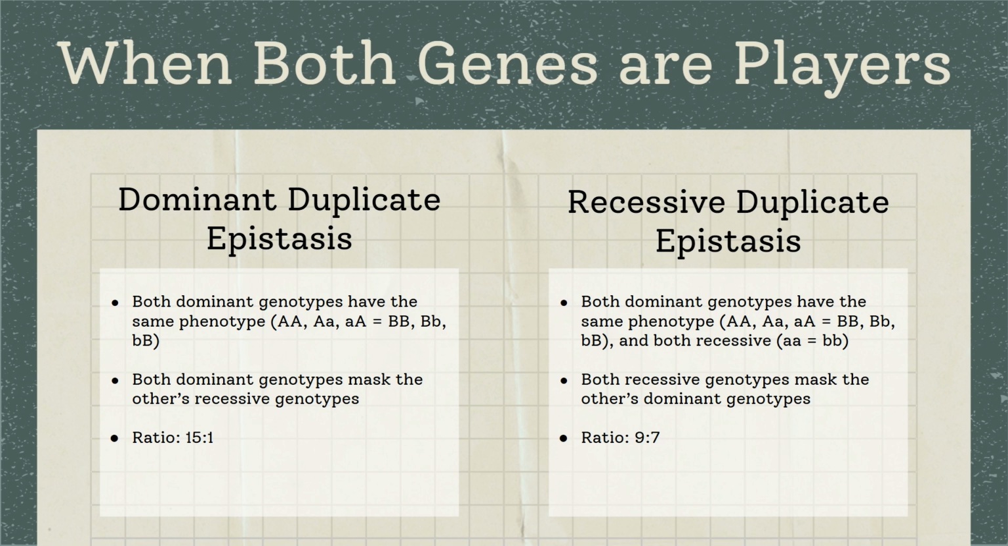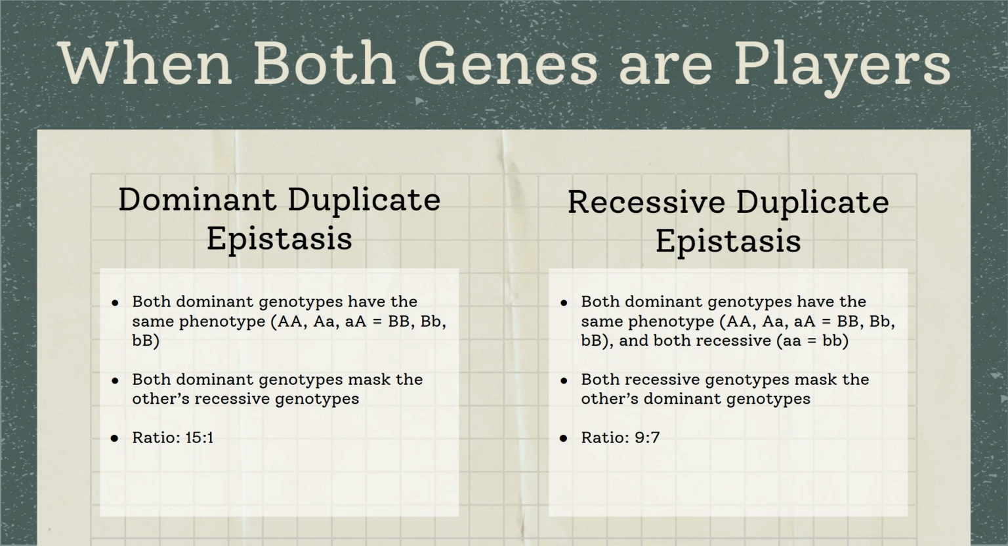That means if you have a homozygous A or a homozygous B dominant, then both of those are going to have the same expression, like both white fur color, for example. And both the dominant genotypes mask the other's recessive genotypes. So that means that if you have a single capital letter anywhere in that dihybrid cross, you're going to have the same phenotype. So the ratio here is going to be 15 to 1. The only way you're going to have any other expression for that trait is if you have a double homozygous recessive.